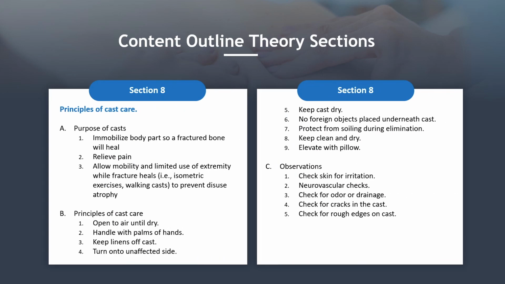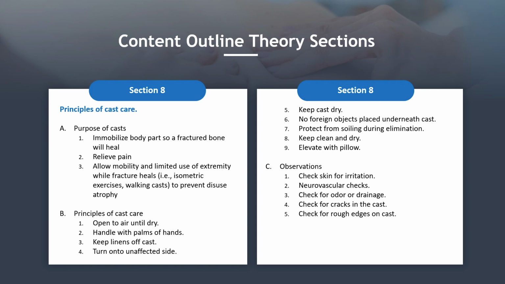Section 8. The Principles of Cast Care. Purpose of casts: to immobilize body parts so a fractured bone will heal. Relieve pain. Allow mobility and limited use of extremity while fracture heals, such as isometric exercises and walking casts, to prevent disuse atrophy. Principles of cast care.